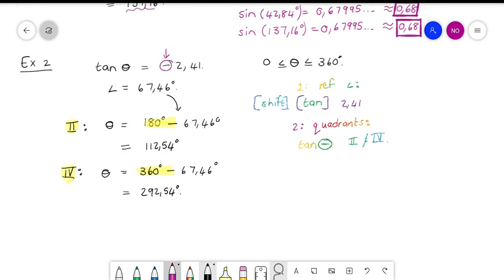Okay, and this is the last time we're going to test them as well. So let's test. Type in tan of 112,54. And you will see that you get negative 2,4094, which is basically equal to negative 2,41.